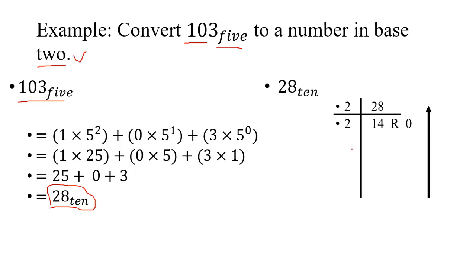And then 2 goes in 7, that is 3 remainder 1. So 2 goes in 3, that is 1 remainder 1. And 2 goes in 1, that is 0 remainder 1.